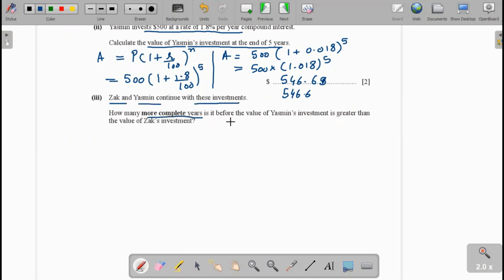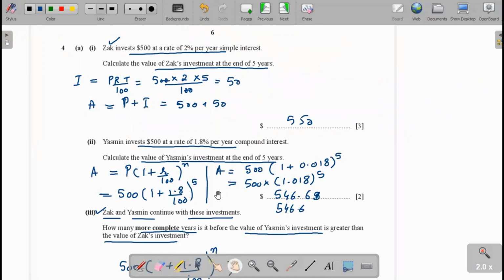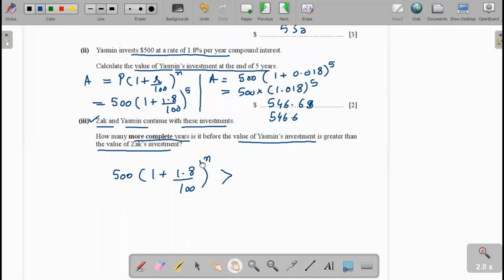Therefore, in part three, Zaka and Yasmin continue with these investments. How many more complete years before the value of Yasmin's investment is greater than the value of Zaka's investment? Yasmin's investment, we see that value is 500 times 1 plus 1.8 over 100. To find the number of years when the value is greater than Zaka's investment, we suppose that it is n years. Now we write it as n, and that value will be greater than the amount of Zaka's investment after n years.